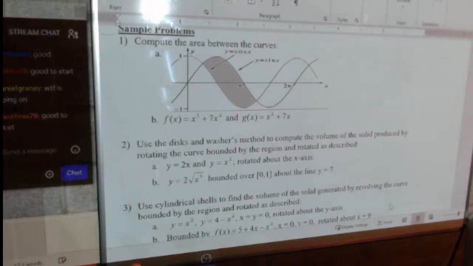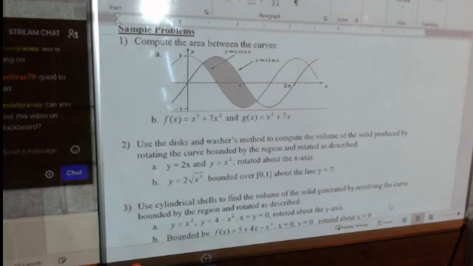Keep in mind that this exam deals with area between curves, disc and washer method, cylindrical shells, surface area, and the material that came after surface area.